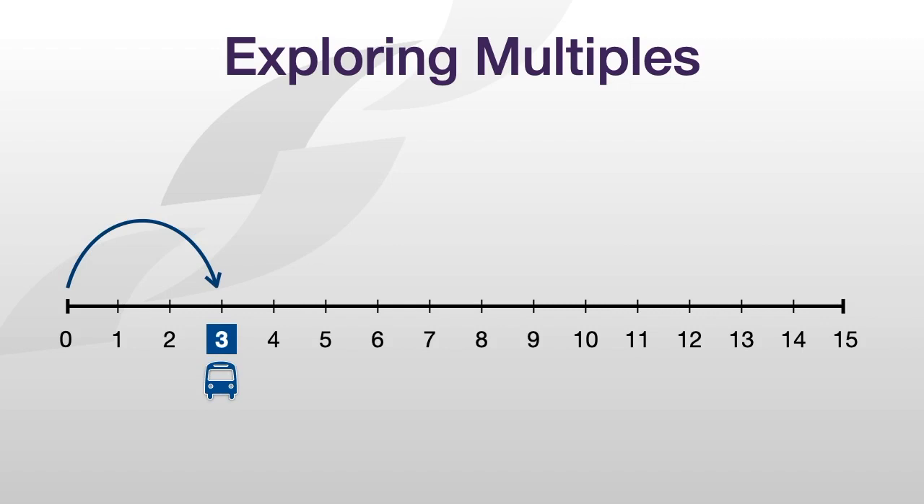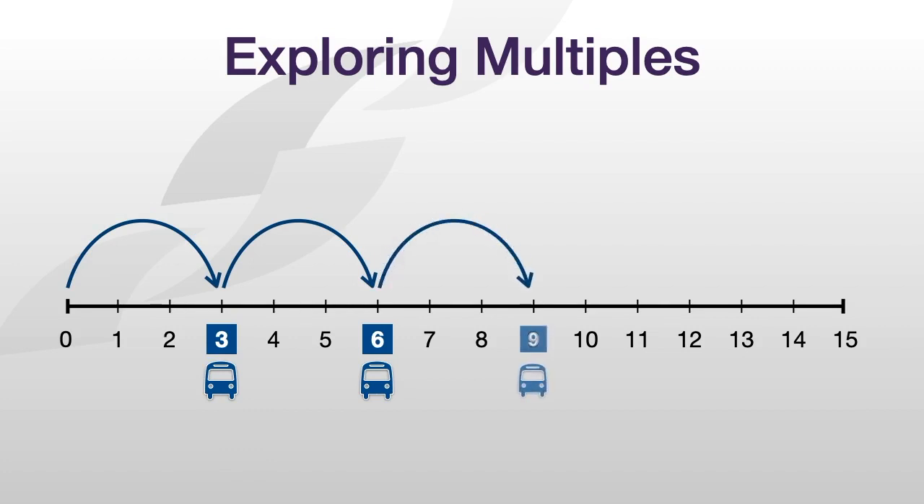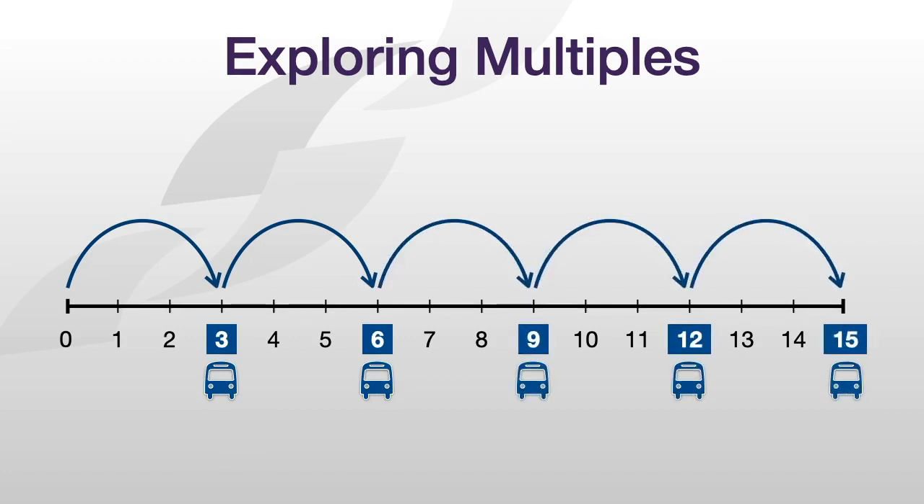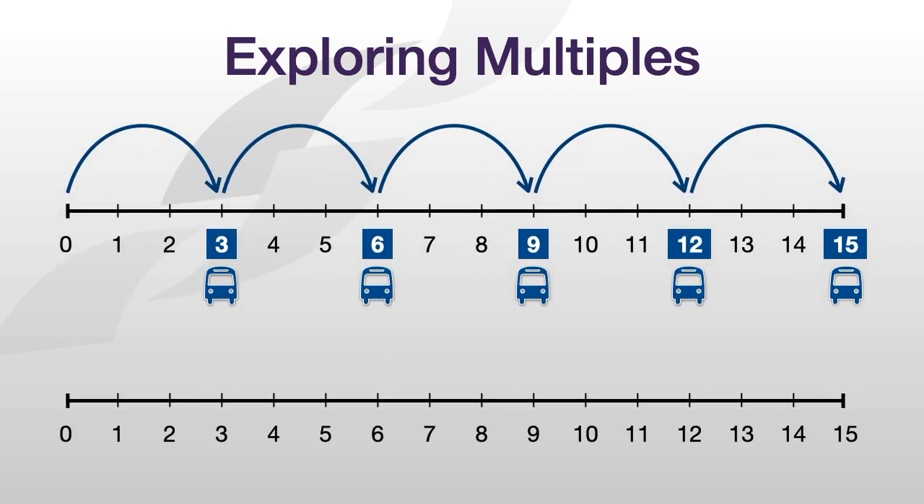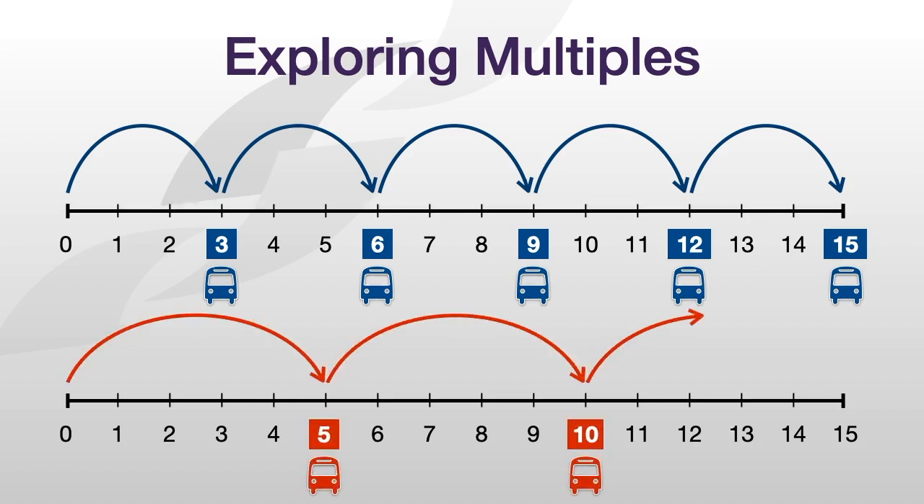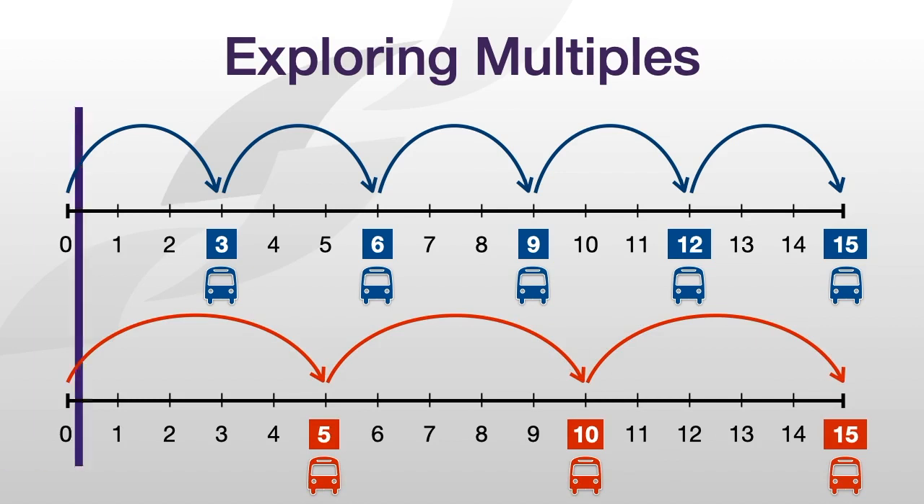Skip counting by threes gives 3, 6, 9, 12, and 15 minutes. The red shuttle arrives every 5 minutes. Skip counting by fives gives 5, 10, and 15 minutes. Leaps of 3 and 5 both land on 15. The two shuttles will arrive together at 15 minutes. We can extend these patterns.